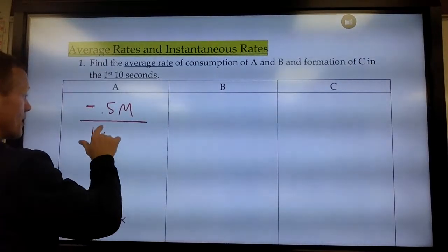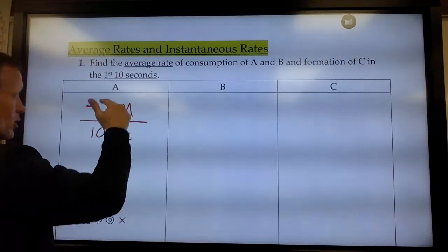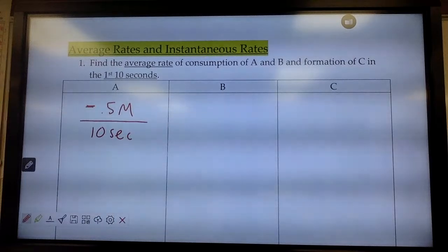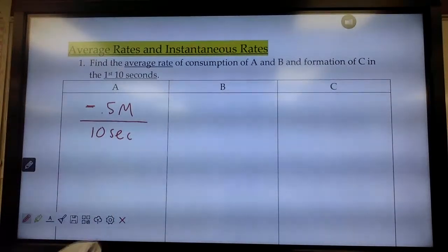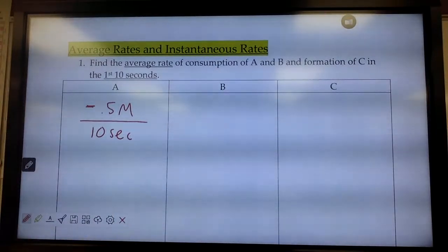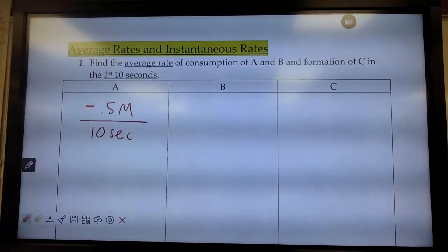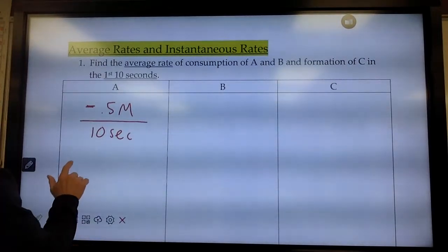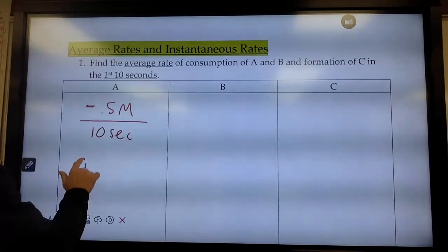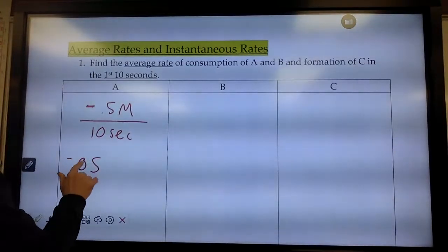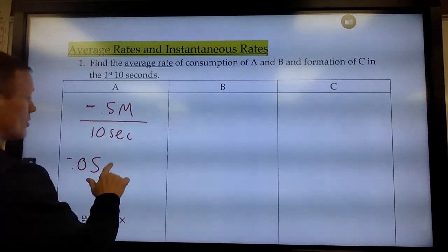In 10 seconds, kind of like miles per hour, it's molarity per second. So that is 0.05, negative, because A is decreasing in value.